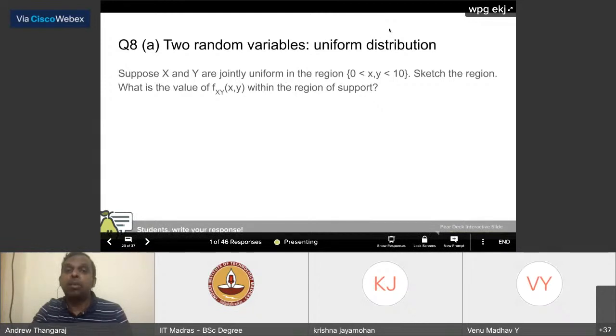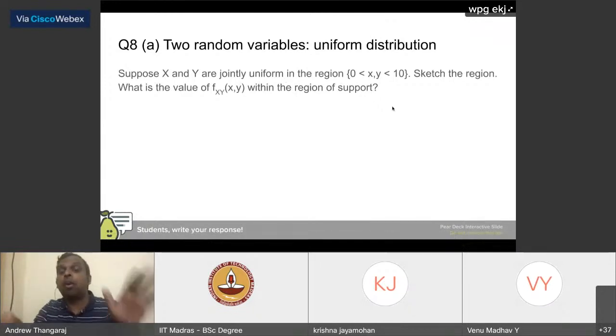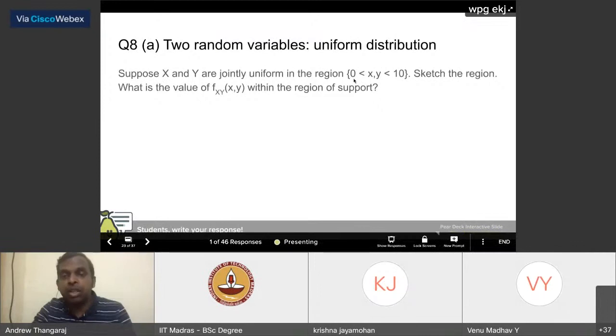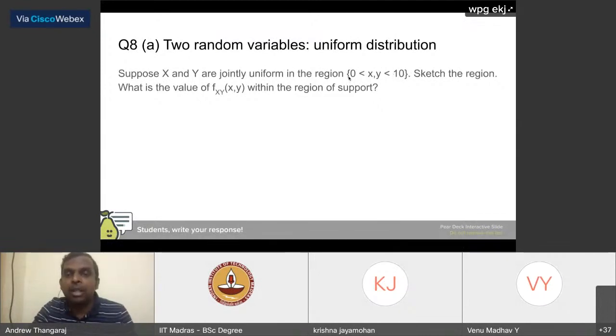There are 2 random variables now, jointly uniform and continuous. Okay, so continuous distribution, not discrete. I've put some region here with curly braces and all. Don't interpret that as discrete. Continuous distributions, jointly uniform. And the region is 2-dimensional, between 0 and 10. I want you to do a rough sketch. You can't show me the sketch. You do it on your piece of paper that you have.